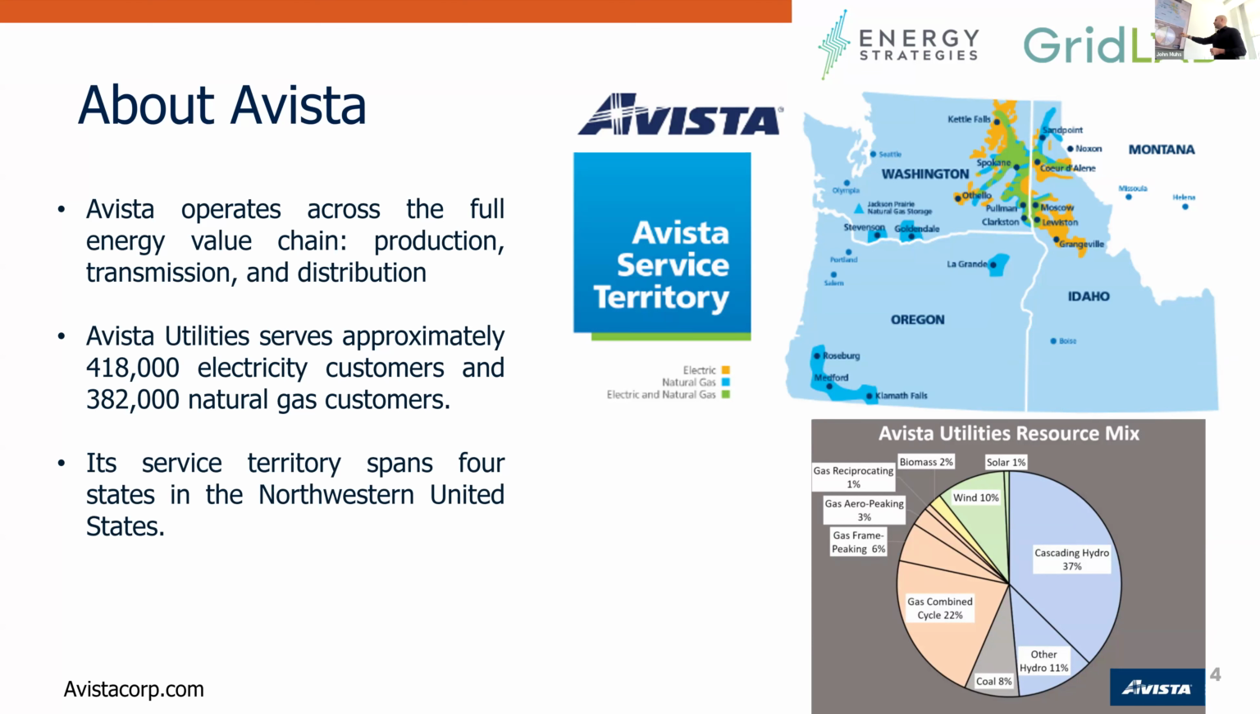And here in the lower figure, you can see the Avista Utilities resource mix. You can see that about 50% of the resources is hydro, 37% cascading hydro, and the rest other hydro. Then about 30% of the resources is thermal units, and we have 10% which is wind, and 8% coal, and surprisingly, only 1% of the resources is solar.